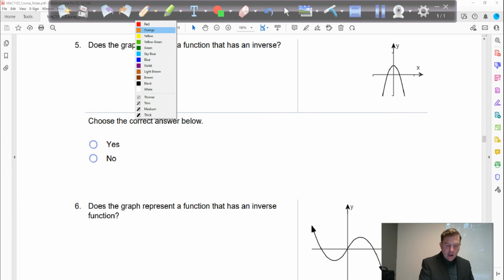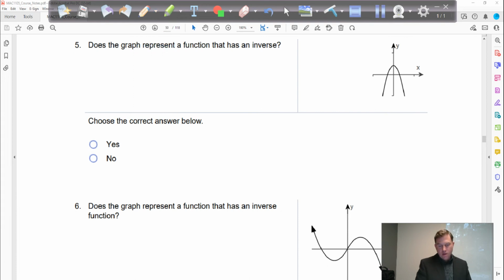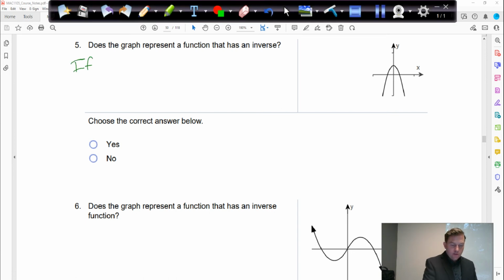Okay, so now we're going to introduce this idea of one-to-one. So before it said these functions are one-to-one. It said that. And then therefore we could calculate an inverse. So if a function is 1 to 1, it can have an inverse.